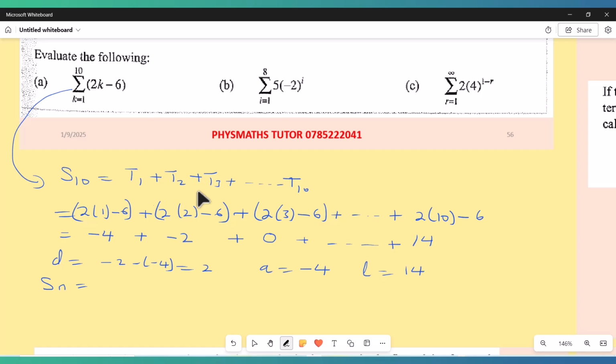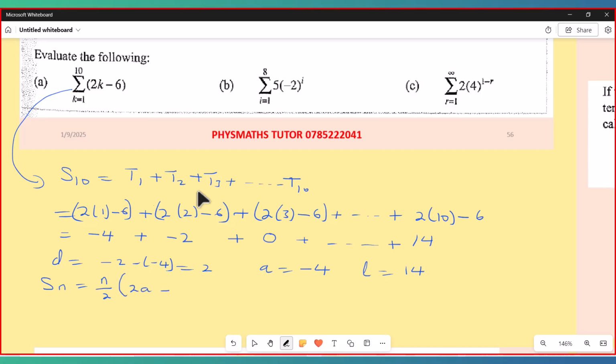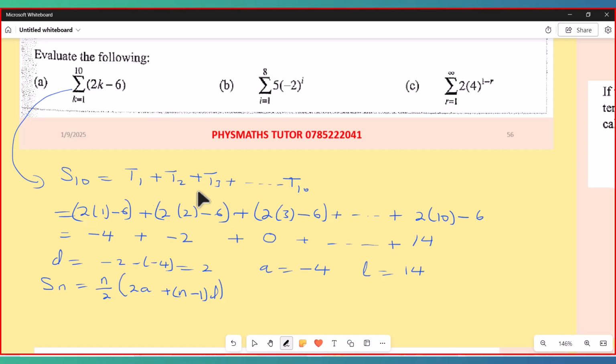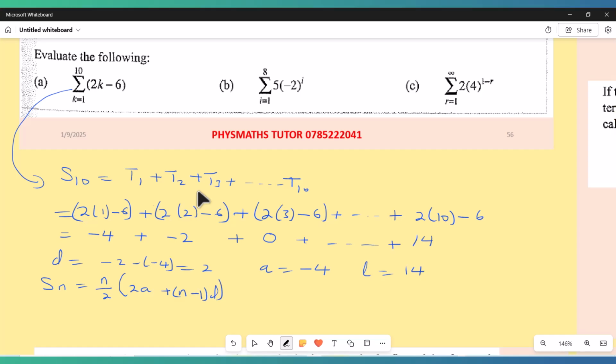How would we state it? It is n over 2, open brackets, 2a plus (n minus 1) times d, times the common difference. Are we together? So now we're talking about 10 terms, ne?